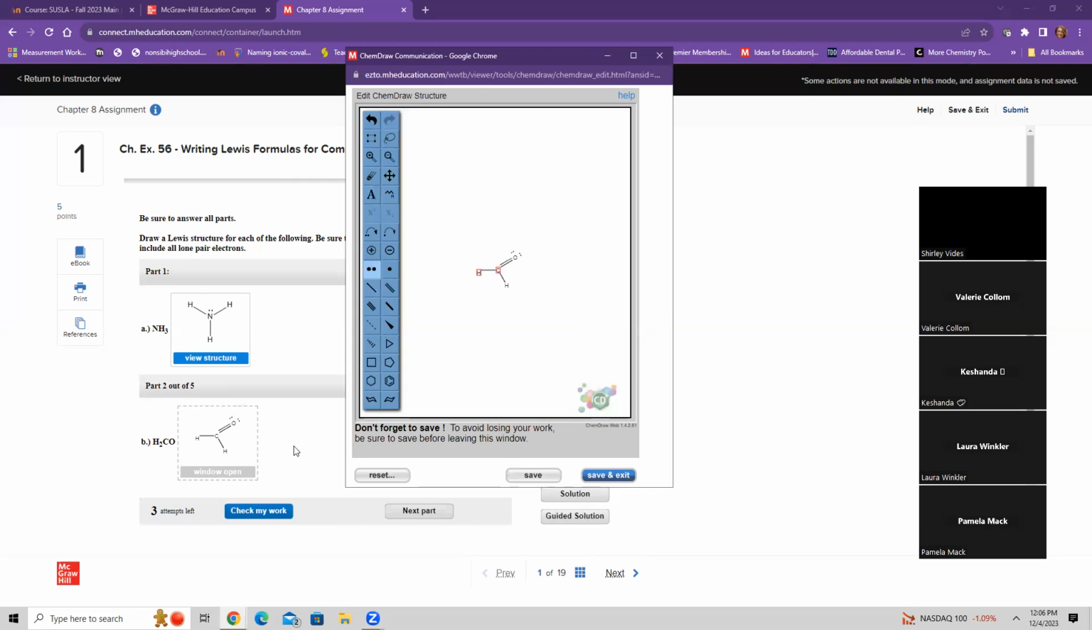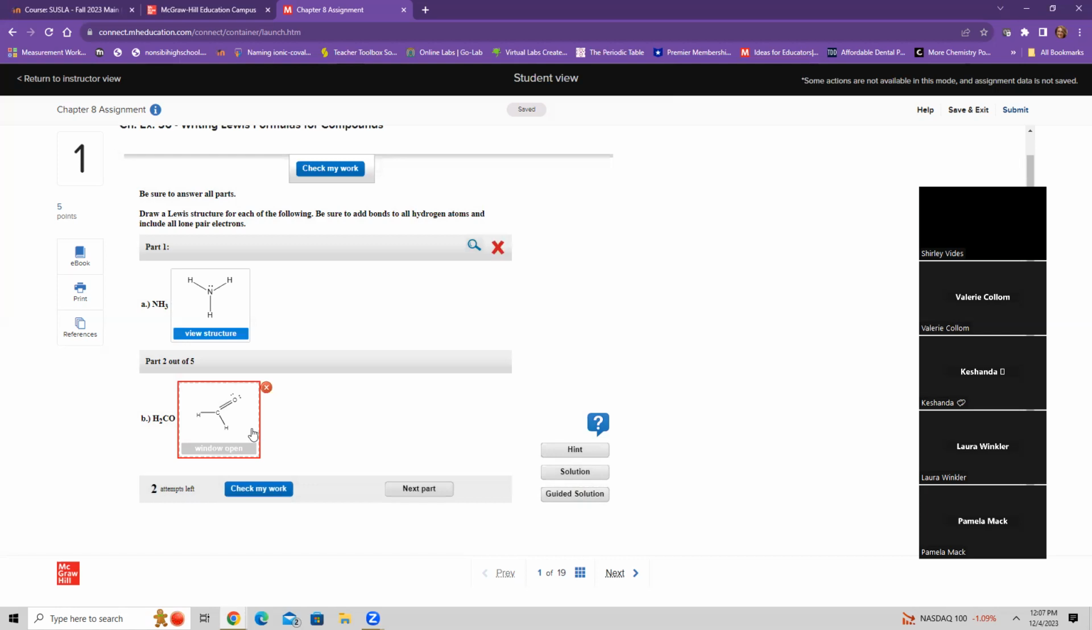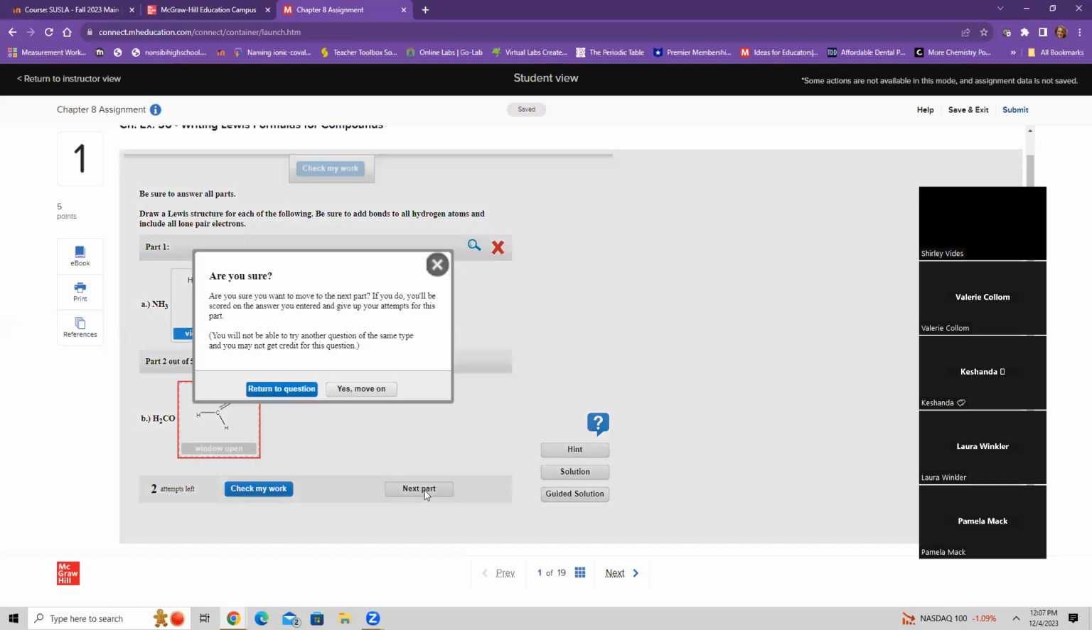And let's see if it liked it. It says it's not. Take the sum of all the valence electrons. I know that's correct, but let me see what's going on here. Yeah, I did. Everything is right. So why is it telling me it's not? That's so annoying. Okay, 2 attempts left.